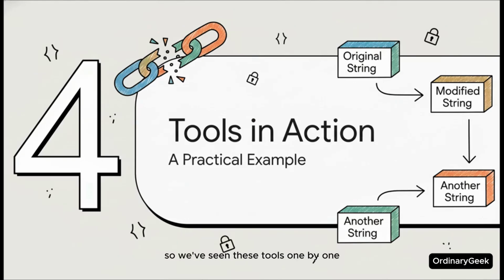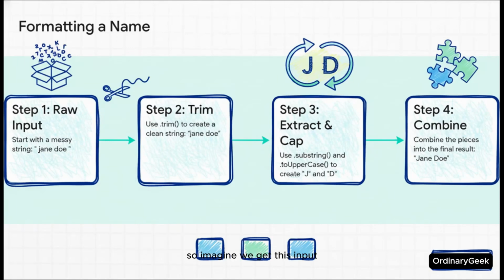Okay, so we've seen these tools one by one, but the real magic happens when you start chaining them together. Let's walk through a super common, real-world task, taking a messy name from a user and formatting it correctly. Okay, so imagine we get this input, all lowercase with a bunch of spaces. What do we do? Well, first, we call .trim on it, which gives us back a new, clean string, jane doe.